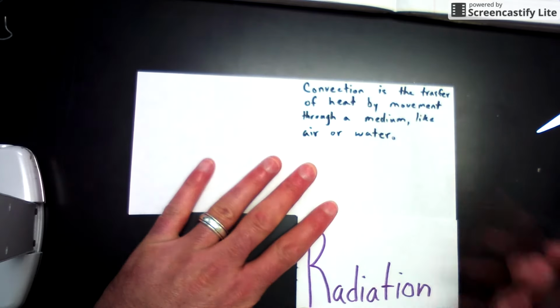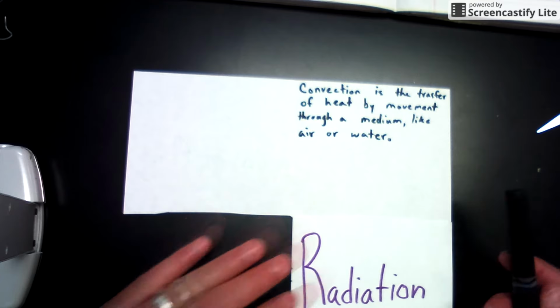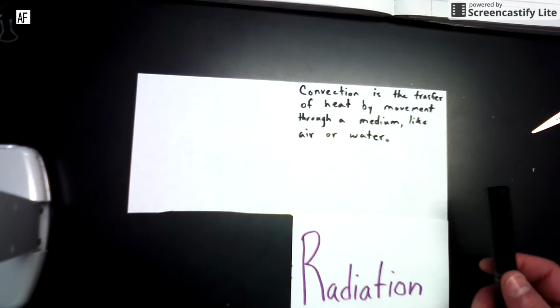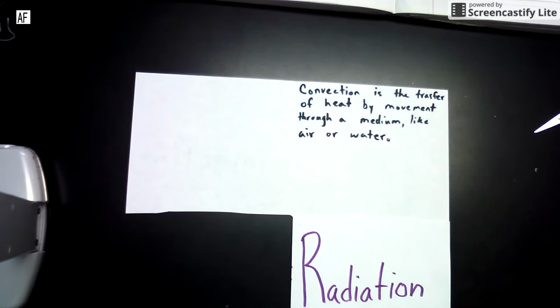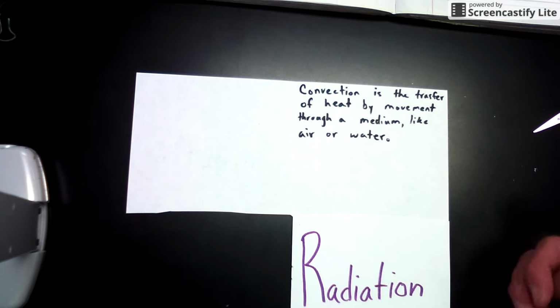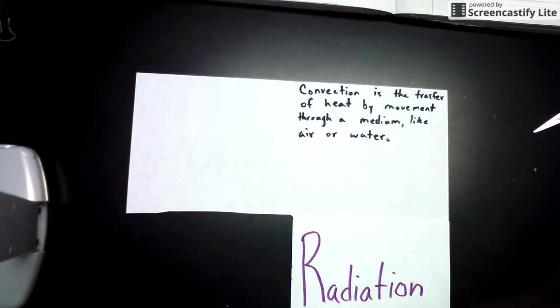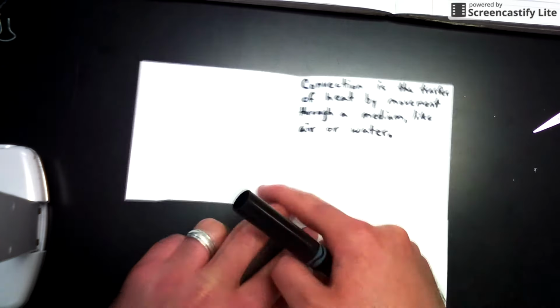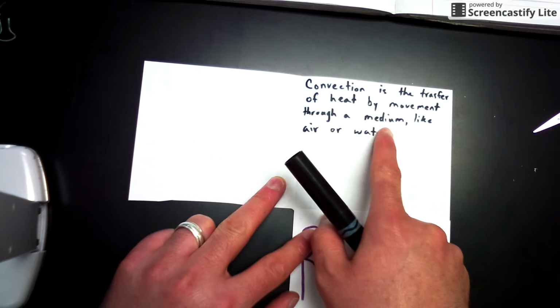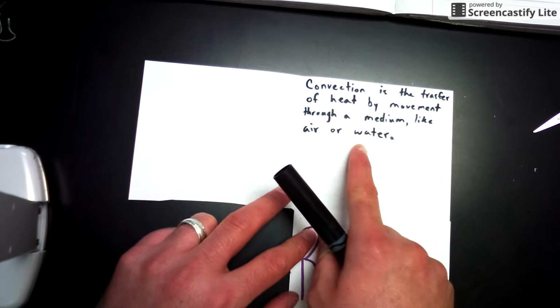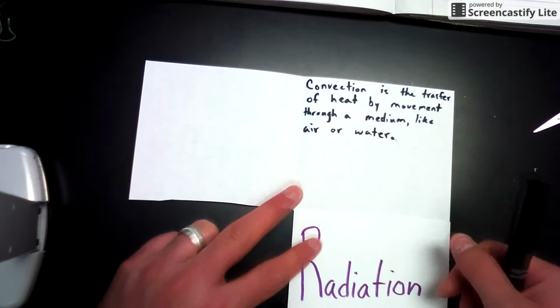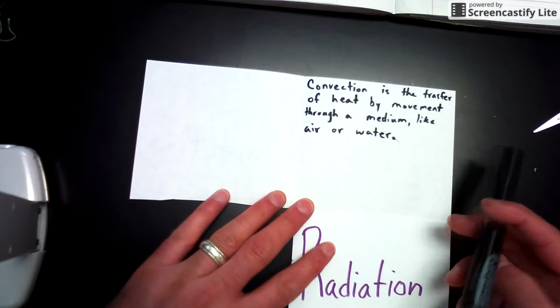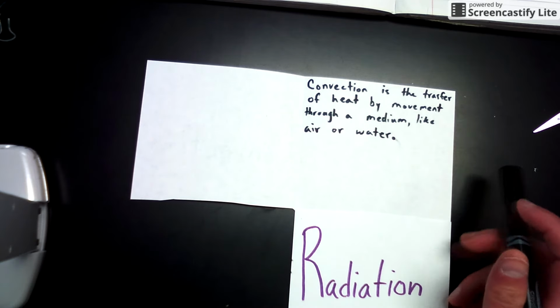When we say medium, this is talking about the need for something for the energy to move through. Out in space, there's no air, there's no water, there's no nothing. It's literally empty space, and you can't have convection out in space because it requires some type of medium. Okay, so like water or air, this usually happens in gases and liquids. Convection.